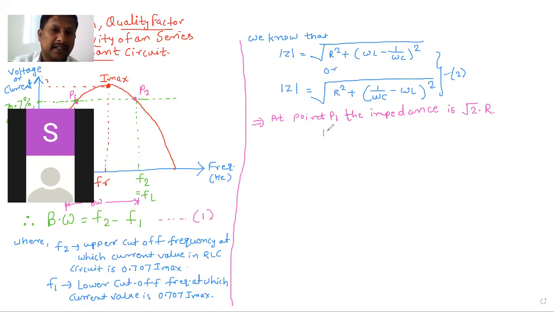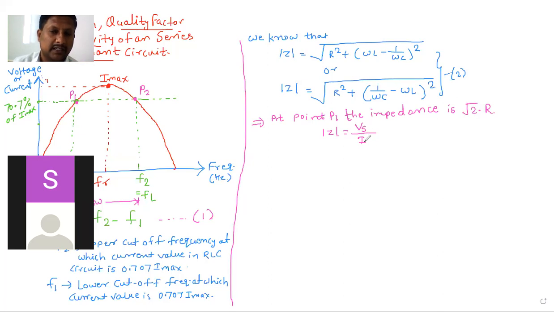Okay. So impedance is Z. We are going to calculate impedance. We can calculate Z from the total voltage in the circuit, which we consider as the applied voltage, Vs, divided by the current at P1. So impedance is Vs divided by I.